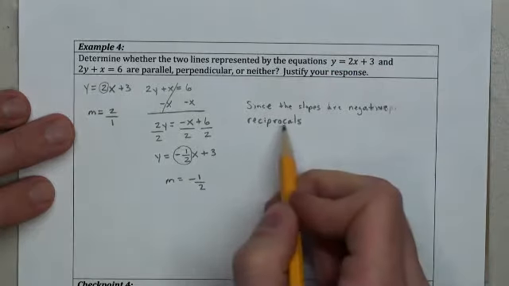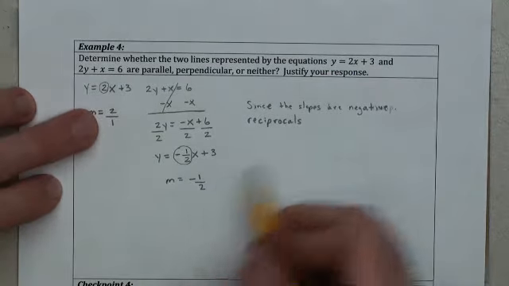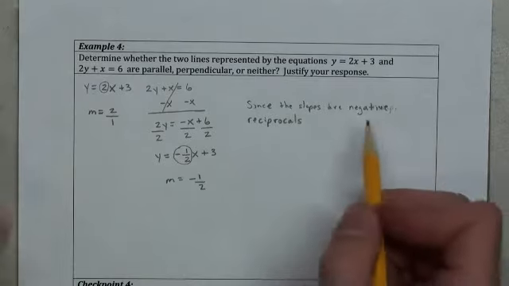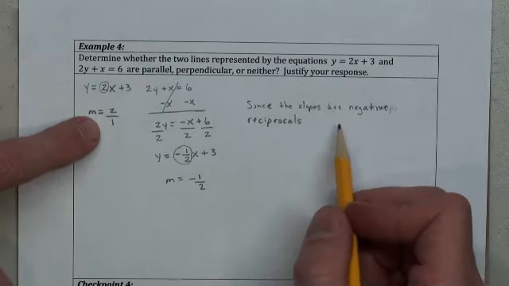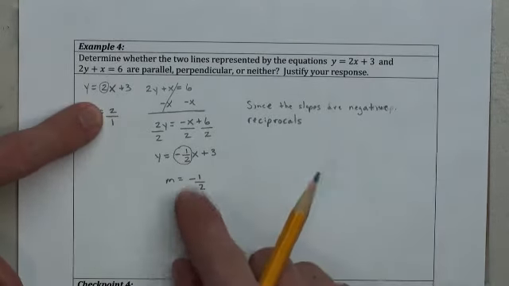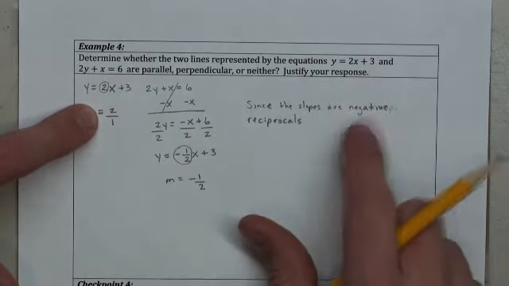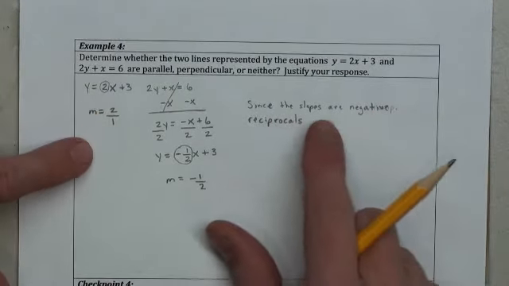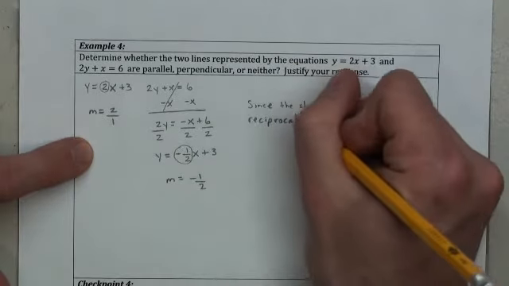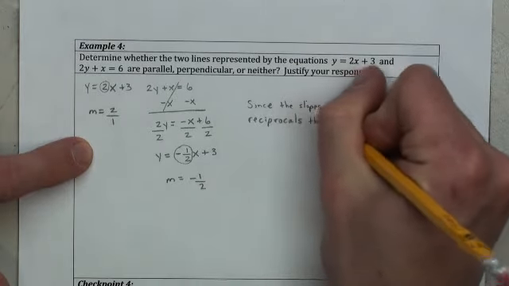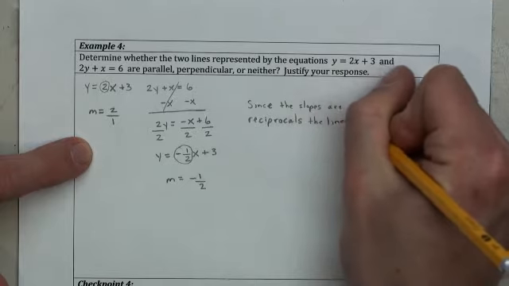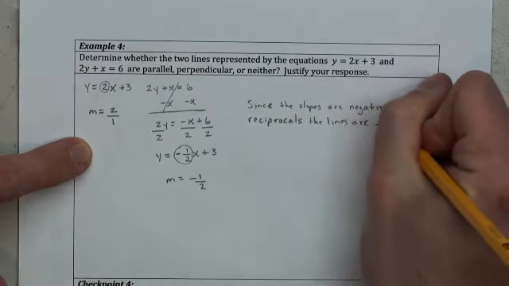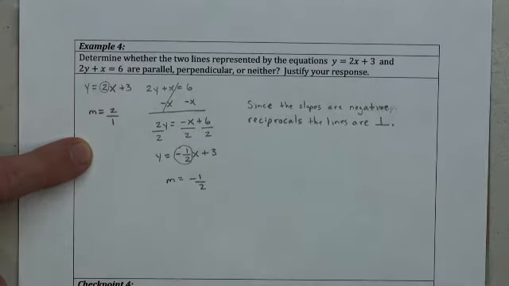Negative reciprocals. Reciprocals means the fraction flips, and negative means it changes the sign. It doesn't mean it goes negative. If it's positive, it goes negative. If it's negative, it goes positive. It means that the sign gets negated or changed. So since the slopes are negative reciprocals, the lines are perpendicular, and you can put the symbol for perpendicular.